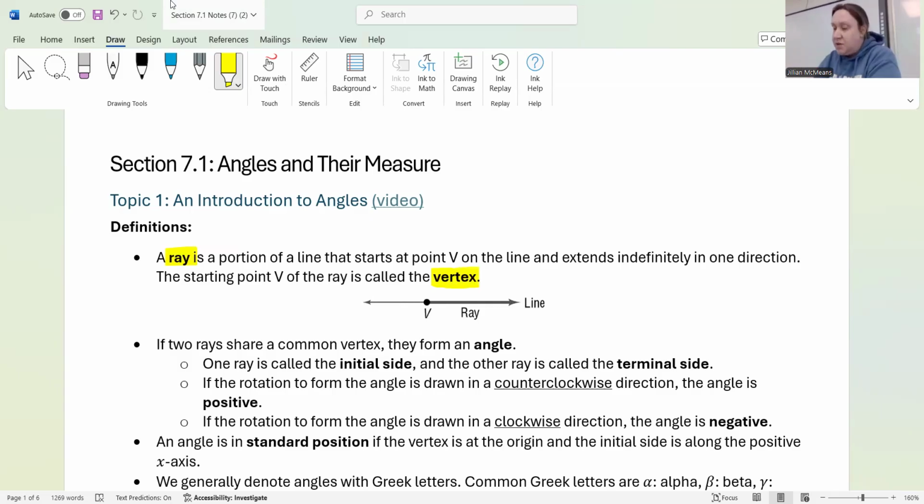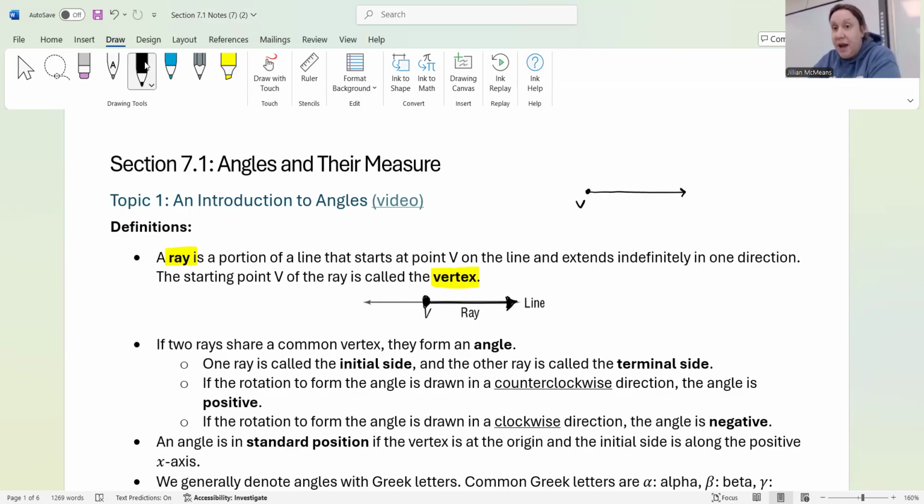Well, a ray has this starting point called the vertex right here, and then you extend in just one of those directions forever and ever. So if we cut out this ray just off on its own, you have a starting point, and you extend in one direction forever. That's a ray. And this endpoint is called the vertex.